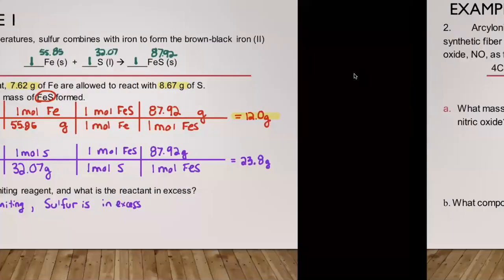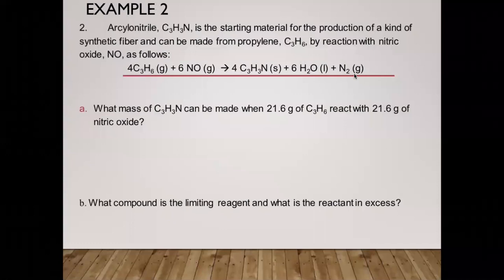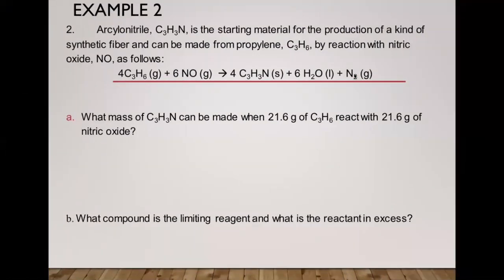So we'll do one more example. You can see this one has a little bit more going on in terms of coefficients. So this one is asking us what mass of our product here can be made if we have this amount of our reactant reacting with this amount of our other reactant. So again, I'm going to set up the two conversions.